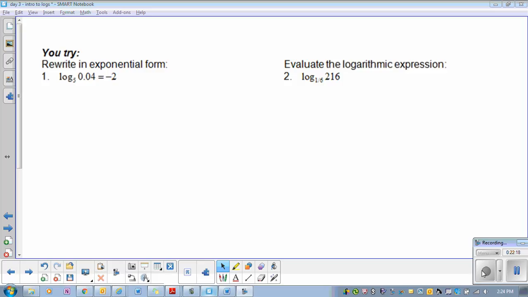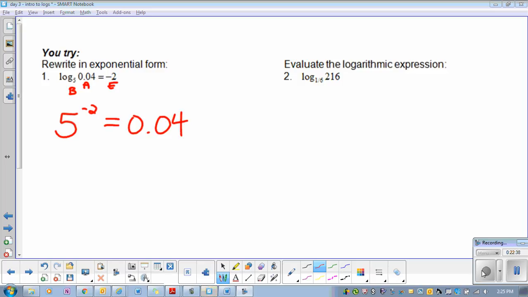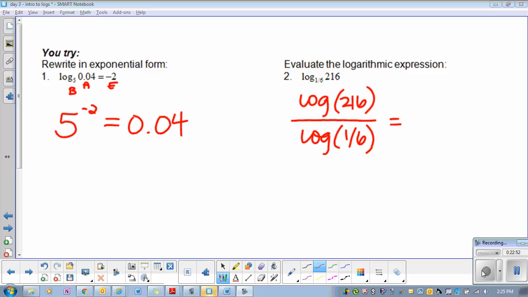Alright, so rewrite, well it says log, so remember log base. Base is your 5. What's your exponent? -2 equals, what's your answer? 0.04. And the next one is evaluate. This is when you use the biggie smalls, the change of base formula. So log of 216 divided by log of 1/6. Do you agree? -3, good. So how do we feel about this?